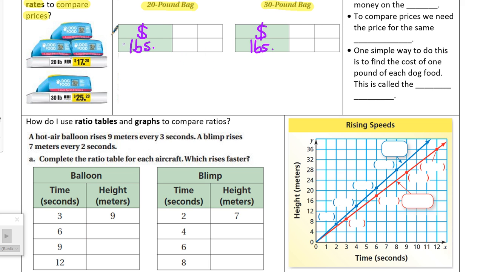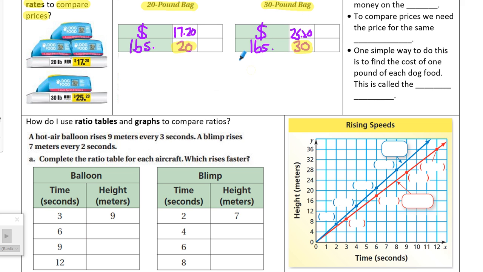Okay, the 20-pound bag is $17.20 for 20 pounds. And the 30-pound bag is $25.20 for 30 pounds. Right now, the pounds are not the same. So although the price is cheaper for the 20-pound bag, it should be because it's less dog food.